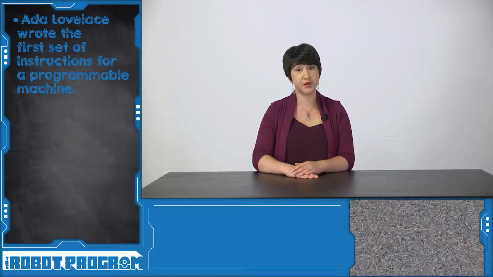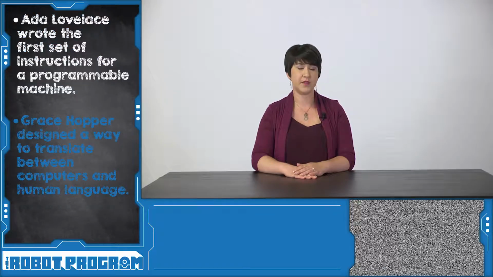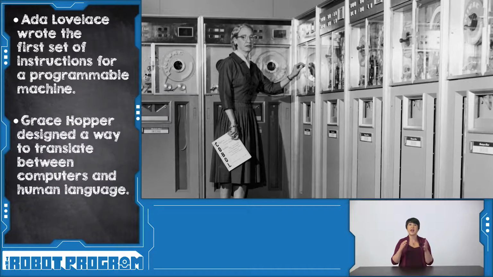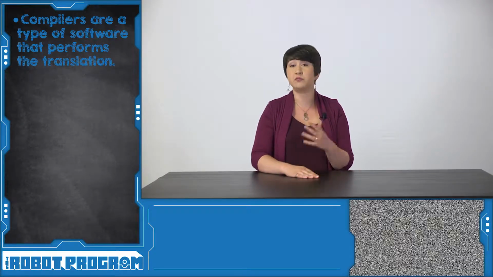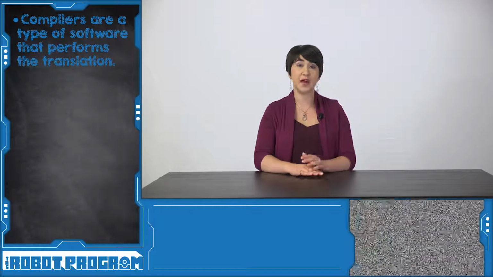Once electronic computers were invented, lots of innovation in programming started to happen. In the 1950s, Admiral Grace Hopper came up with an idea to translate between what computers did and a higher-level programming language that looked closer to English, like what we use with Blockly or RoboScratch. We call this translation software a compiler.